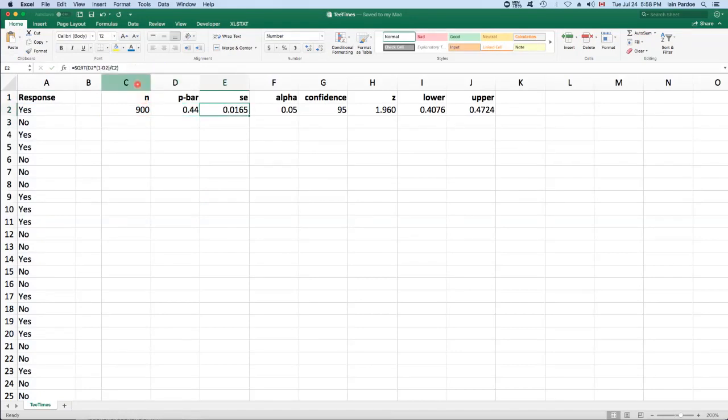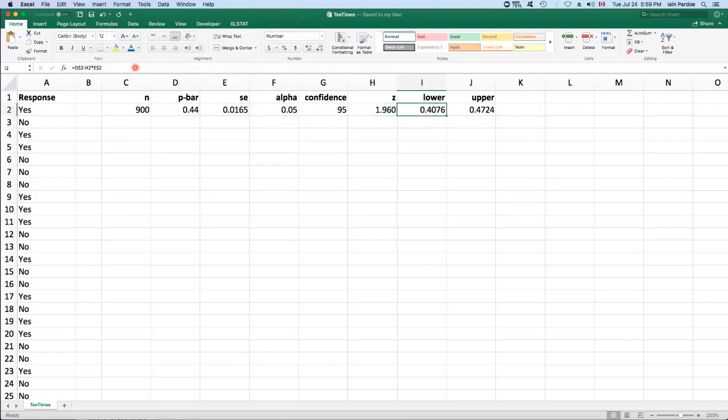Standard error is the square root of p times 1 minus p, divided by n. So that's calculated to be 0.0165. We'll do a 95% confidence interval, so that means alpha is 0.05. Our Z critical value should be familiar. Calculate it using norm.inv, and it's 1.96.